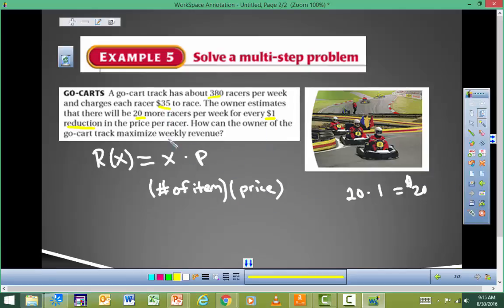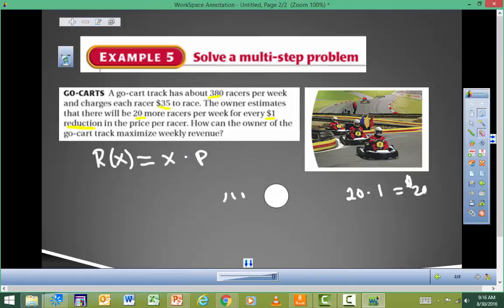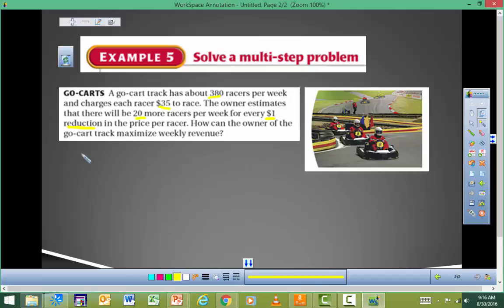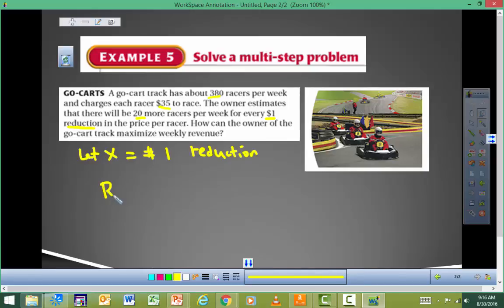So, this is an interesting revenue function, and revenue functions of this sort might turn out to be a quadratic or parabola type equation. Let's see how that works. So, before I get going too much, we need to define a variable. I'm going to say let x be equal to the number of $1 reductions. Okay, that's my variable. And so what we want to do is write down the revenue function.